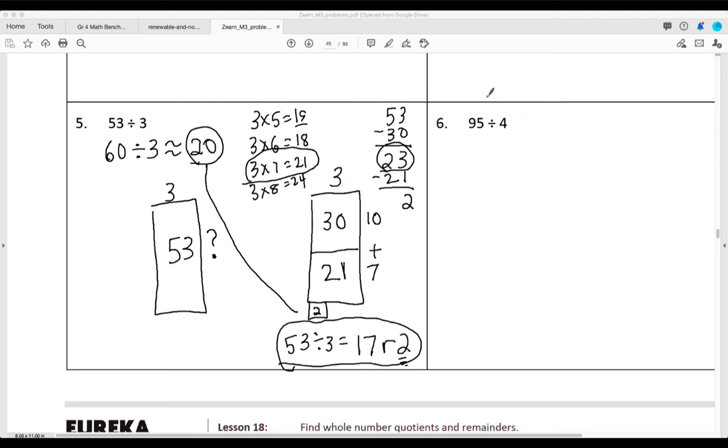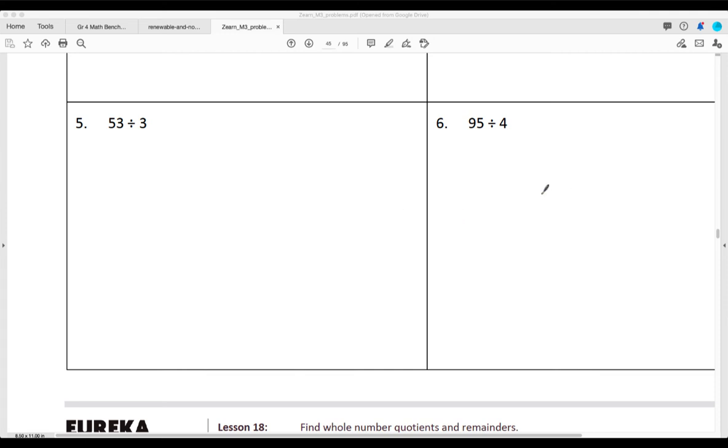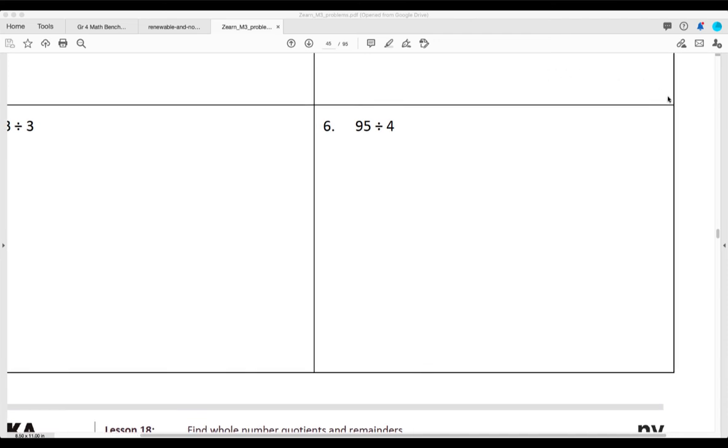Let's do one more together. One more, then you're going to practice some on your own. All right, 95 divided by 4. Let's go ahead, and I'm just going to estimate this. Anybody know a friendly number? Say it out loud. 100. Very good. 100 divided by 4, and you should know that just equals 25.